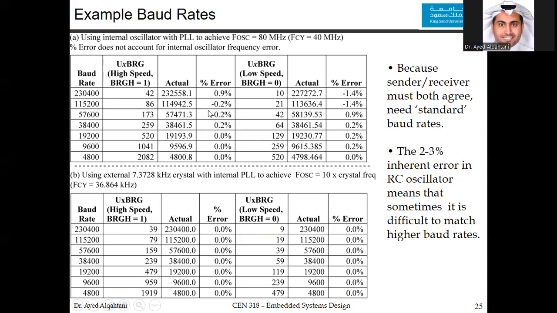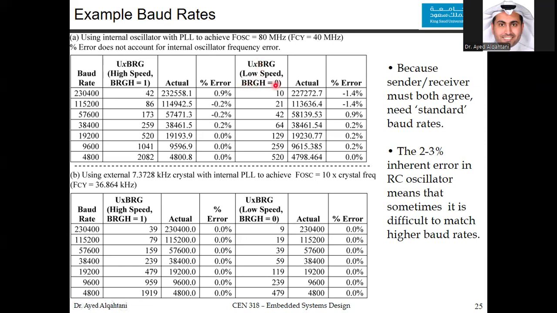Now you would see, if you check the errors here, sometimes there are certain errors, also the 2 or 3% inherent error. If you remember when we talked about the oscillator, when you choose the RC oscillator or the internal oscillator, you could have certain errors with a certain percentage. So this means that sometimes it is difficult to match a higher baud rate, and this is actually shown here. In this table, one time we use the high speed, so BRGH is equal to 1, and other time we use the low speed, or the 16x. This is the 4x, this is the 16x.